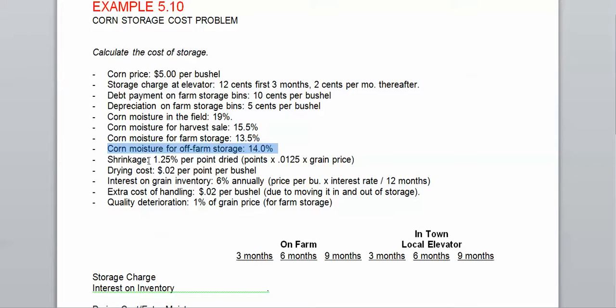We will also figure cost of shrink at 1.25% shrink per dried point, drying cost of 2 cents per point per bushel, interest on grain inventory at 6% annually, extra cost of handling at 2%, and quality deterioration of 1% of grain price.